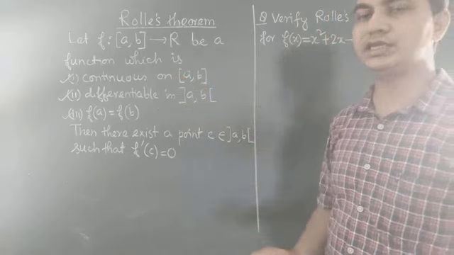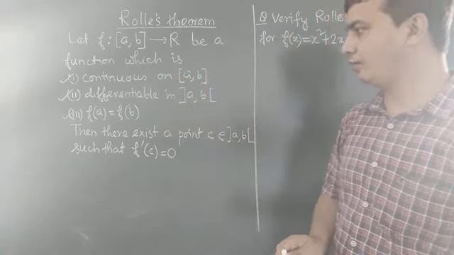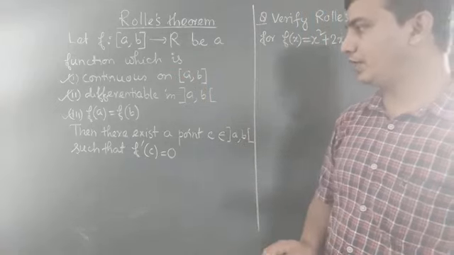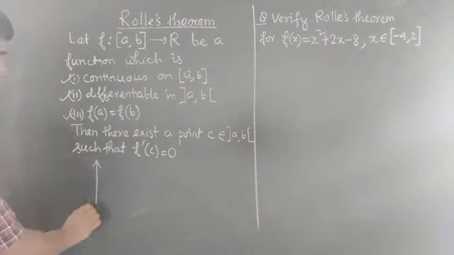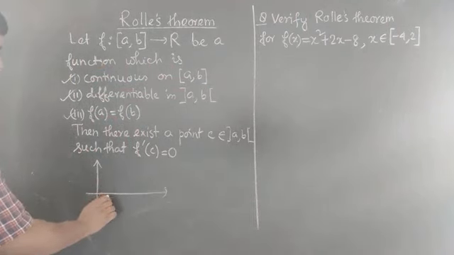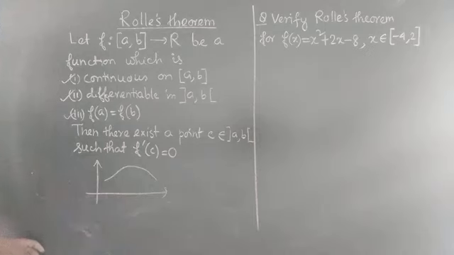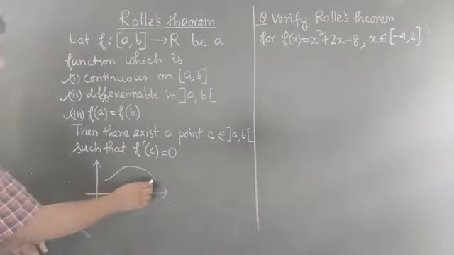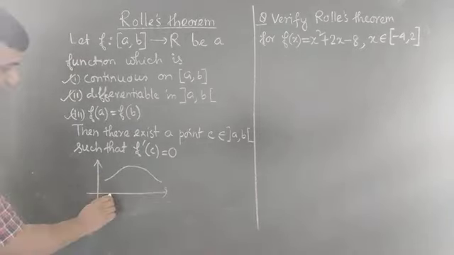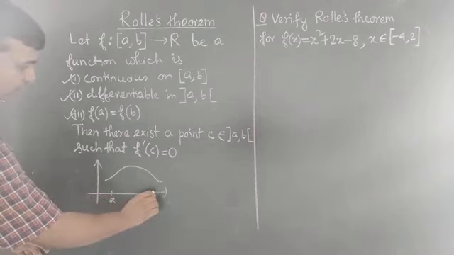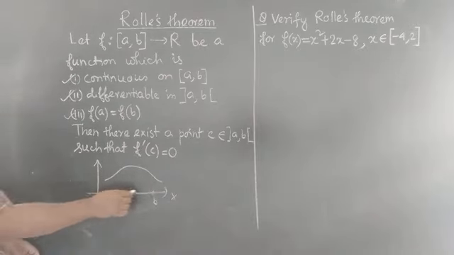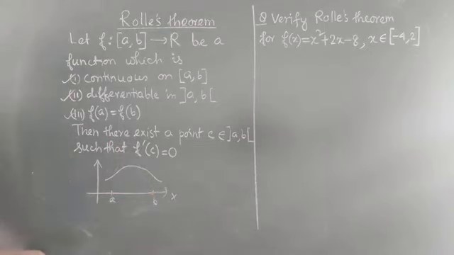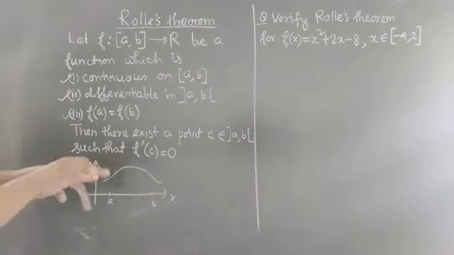Now what is the geometrical meaning of Rolle's theorem, which is very important to understand. So let me consider a function. Suppose this is the graph of the function. So we can see the function is continuous. Let me consider an interval a and b. Let me take 2 points on the x-axis, and this is the interval we are considering. Within this interval, the function is continuous. Continuous means the graph of the function is continuous.